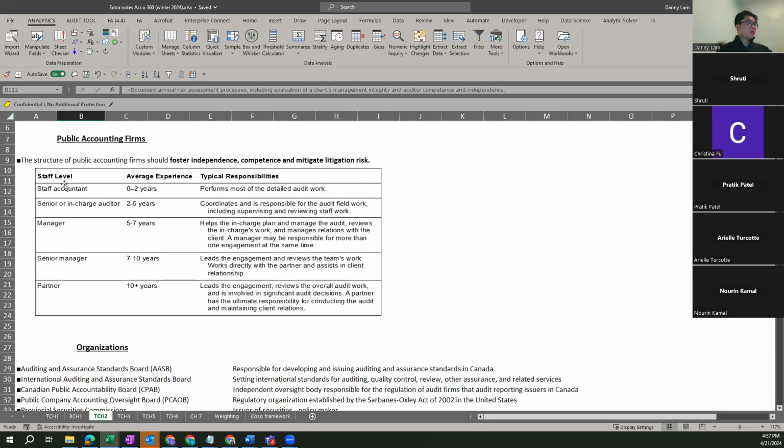So that's the staff level. When you are going to enter, you're going to be a staff accountant 1, then there's staff accountant 2, and then there's a senior. Okay.